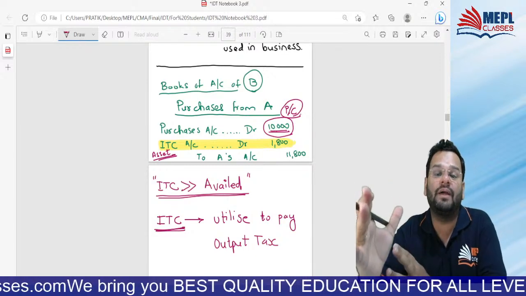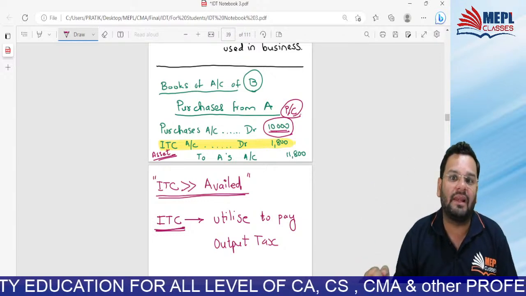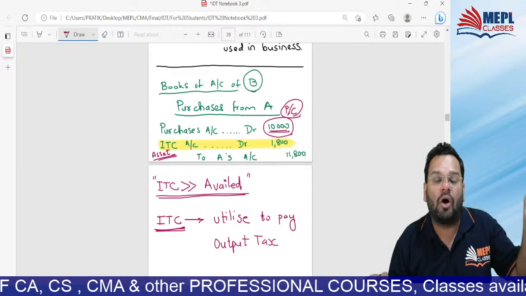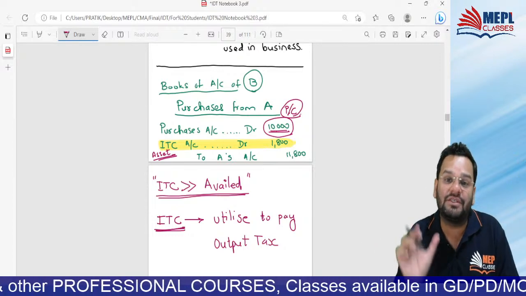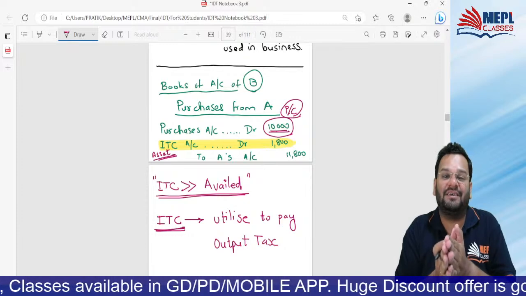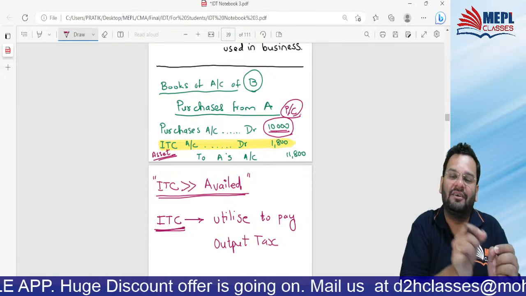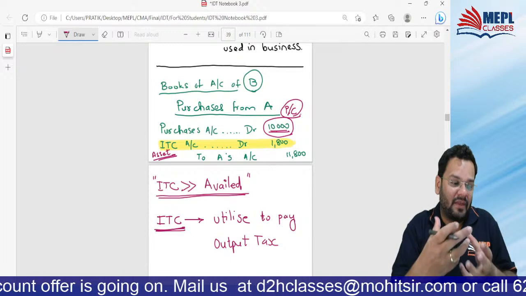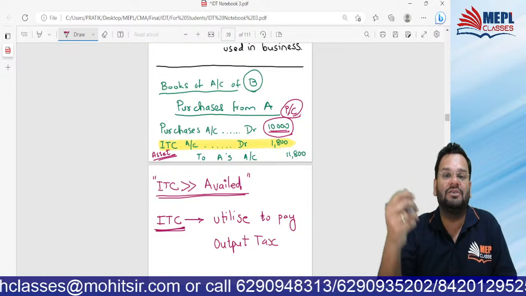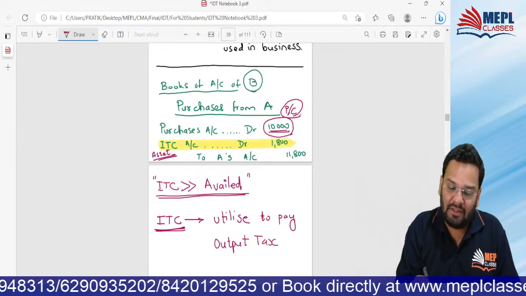So what's the difference between availment and utilization? If I give you a check of 1 lakh rupees and tell you to go and do shopping, can you take that check to the mall and do shopping? Or will you have to first deposit it in the bank? Obviously, to tell you the concept of ITC, I am giving you this analogy of the check. You first deposit that check and you avail that balance, isn't it? After that, you take your debit card or you withdraw the cash and go for the shopping. So first you avail, then you utilize.